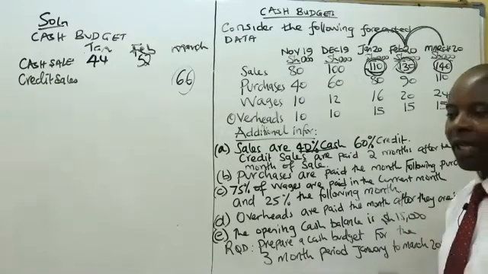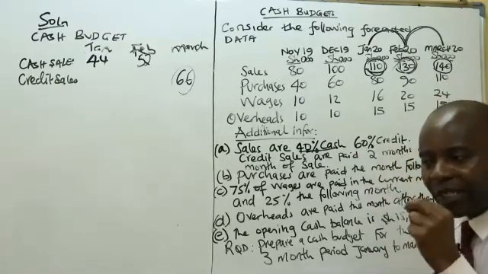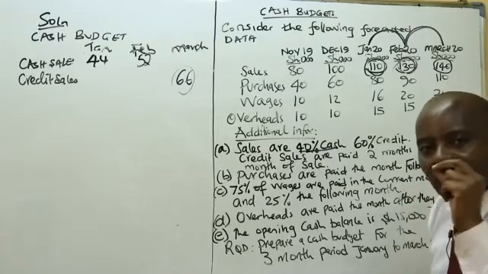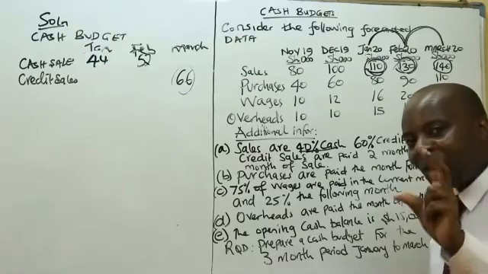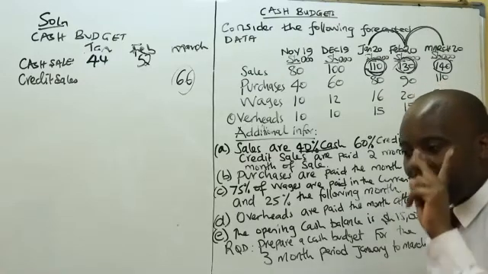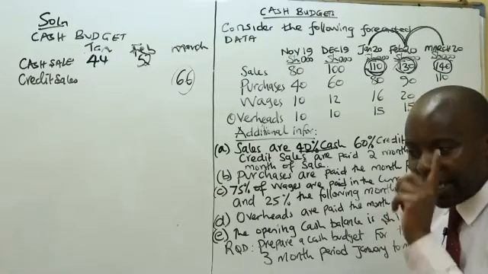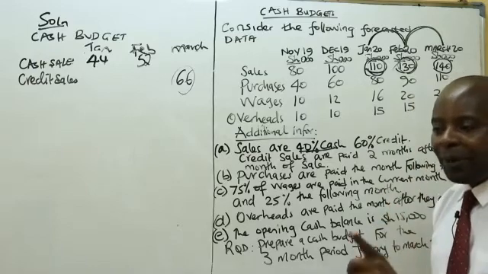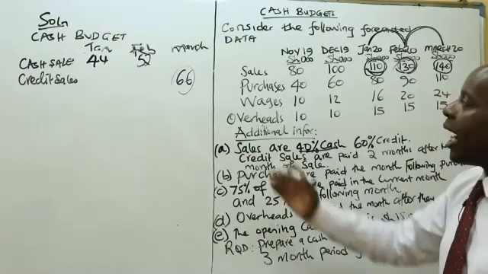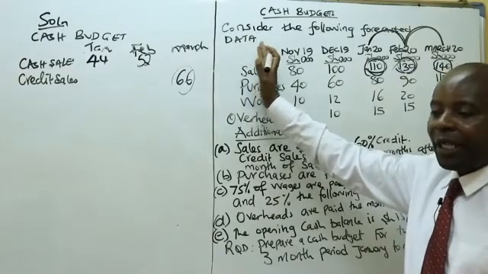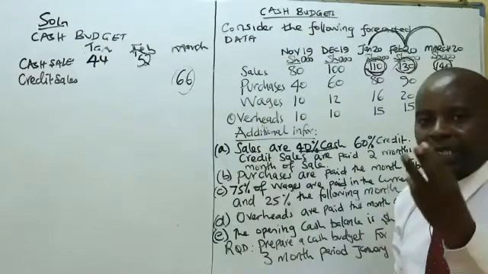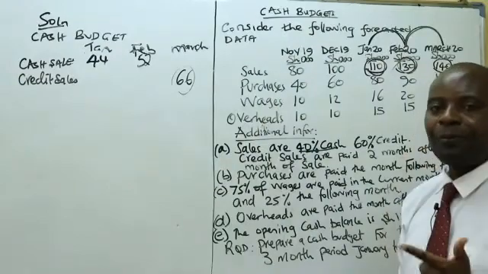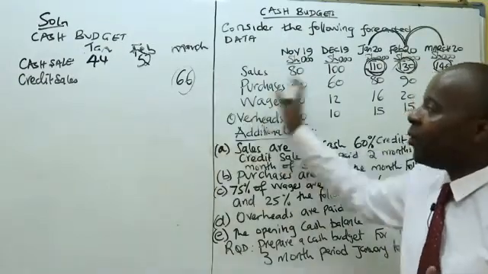Thank you very much. So when will I receive this 78? Remember, it's a credit sale and we have a credit policy of 2 months. When will I receive this 78? April. And April happens to be outside our scope. So I'll not capture it. Our scope is January, February, and March. So I'll not capture that one anywhere.